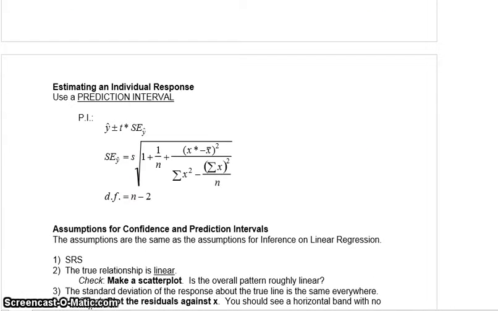Now, if you are going to be doing a prediction interval, it's going to follow the same format. A prediction interval is what we call a confidence interval for an individual. So you start off with your point estimate, then you do plus or minus your critical value times your standard error. This formula for the standard error for a prediction interval is very similar to the last one. The difference is right here. We're adding on increased variability for the individual, and so there's a 1 added to the expression under the radical.